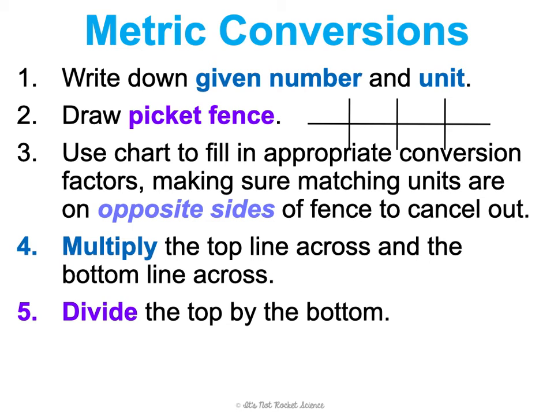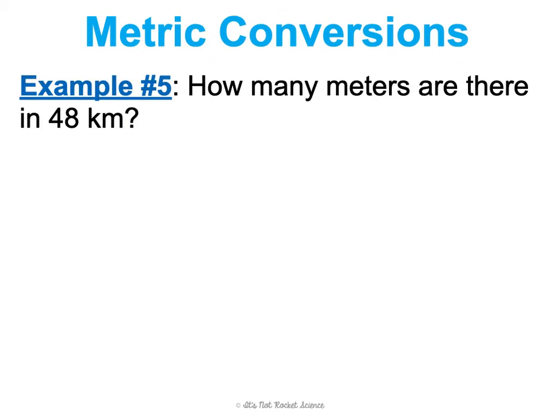So of course we're going to do some examples. I'm going to start with this example, okay? How many meters are there in 48 kilometers? So let's review what our steps were. Step number 1, we're going to write down our number and our unit. So our number is 48 and our unit is kilometers. That's the first thing that we're going to write down. Then it says we're going to do our picket fence. So you want to draw your picket fence.